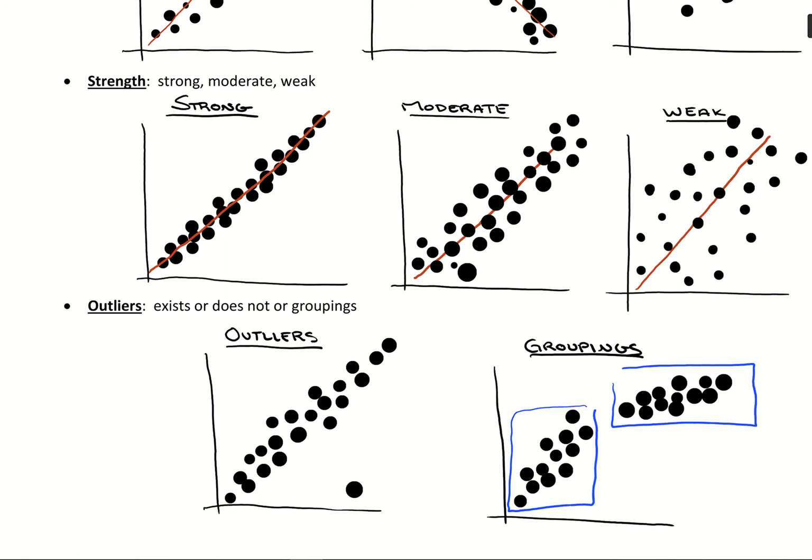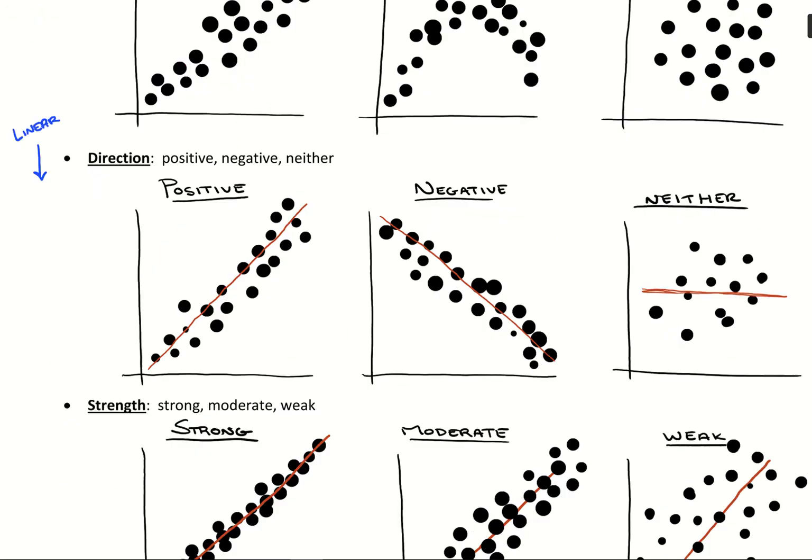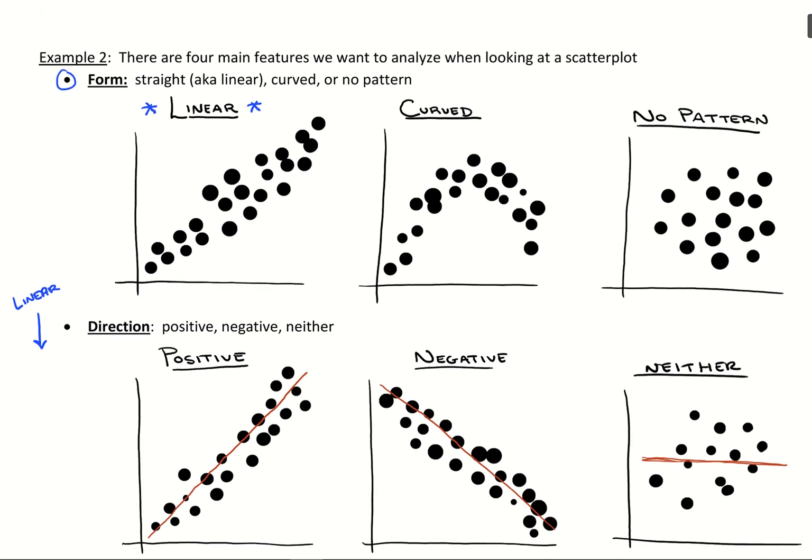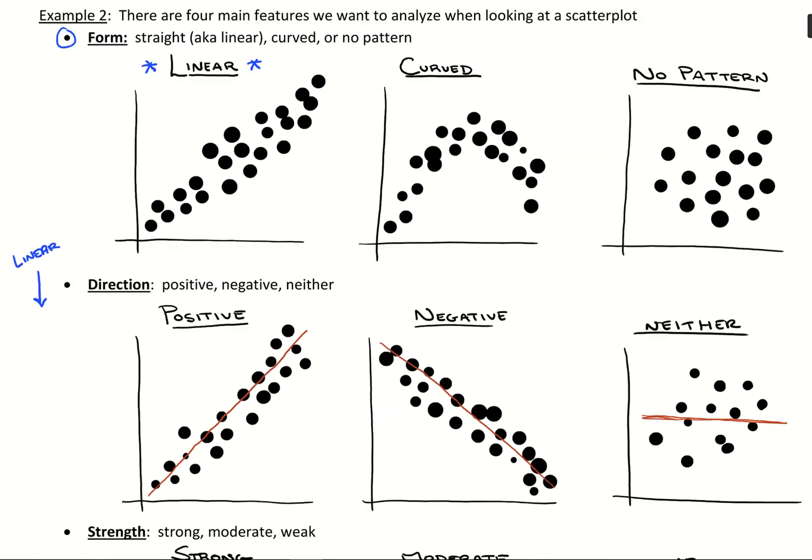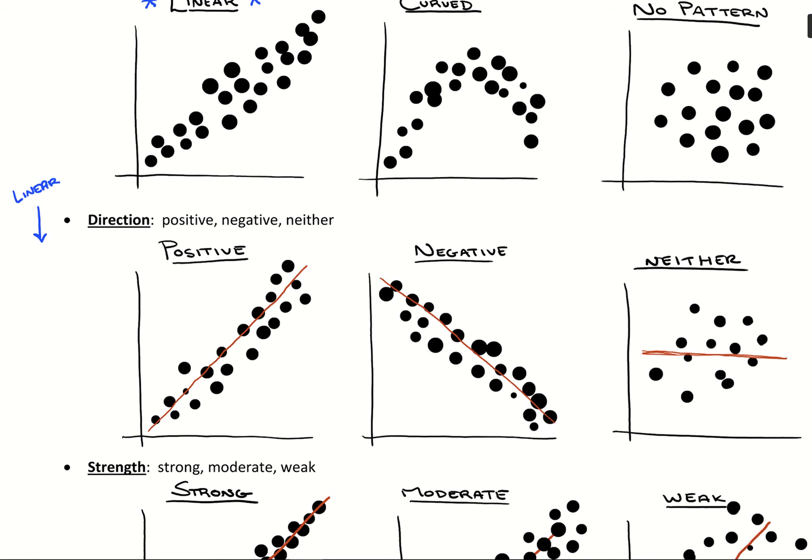So in terms of when we first get out our scatter plot, we want to look for outliers and look for groupings, because if either is happening, we might want to look at adjusting our data. Then we want to check the form of our scatter plot and make sure it is linear. We want to avoid anything that's curved. And then from there, we can start to make our description. It should be linear, and then we describe the direction and the strength, which we can get from the visual of the data.